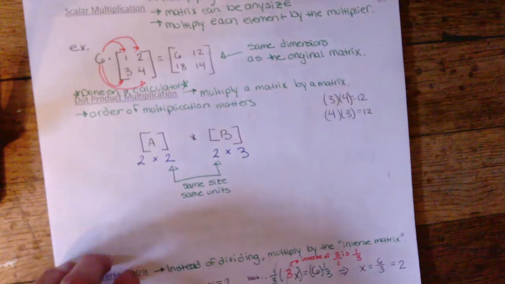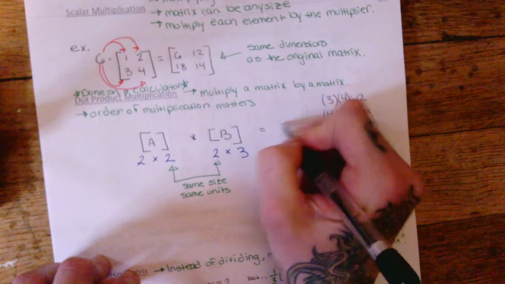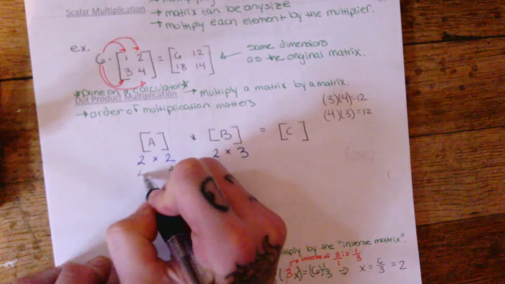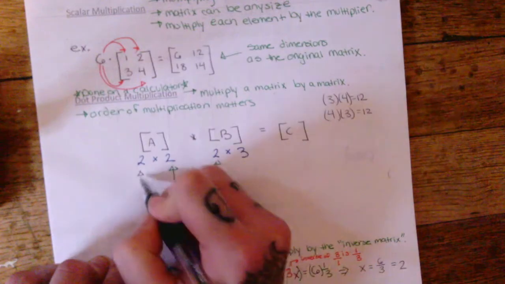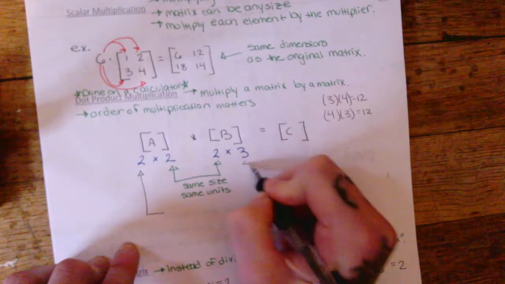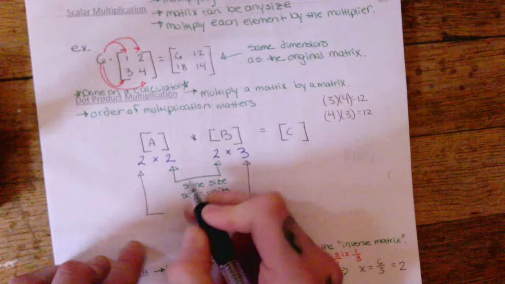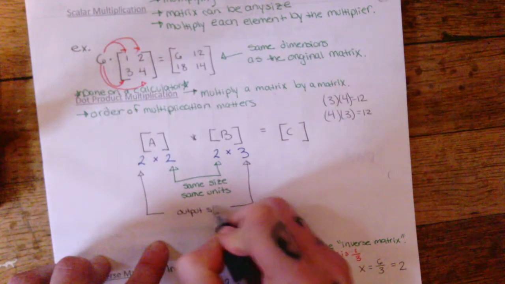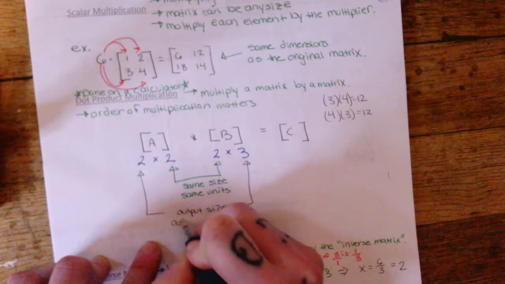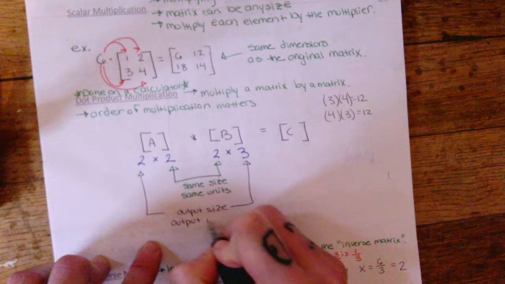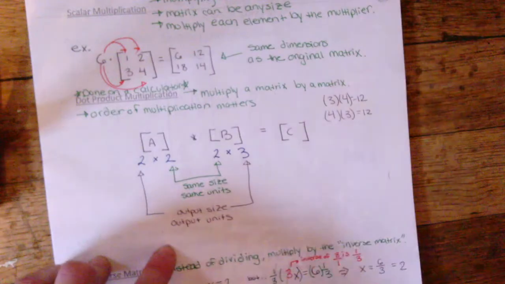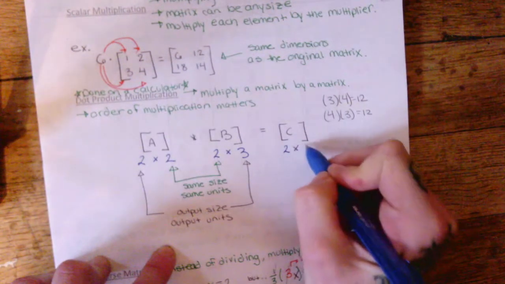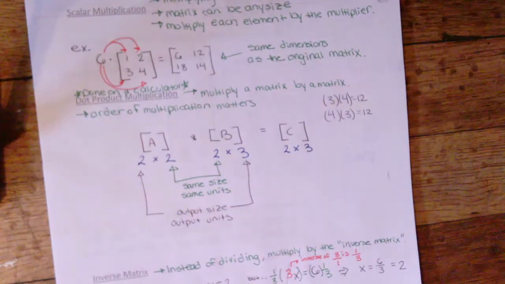And our answer matrix will have dimensions of this number by this number. So this is going to be the output size as well as output units. So our answer here will be a 2 by 3.